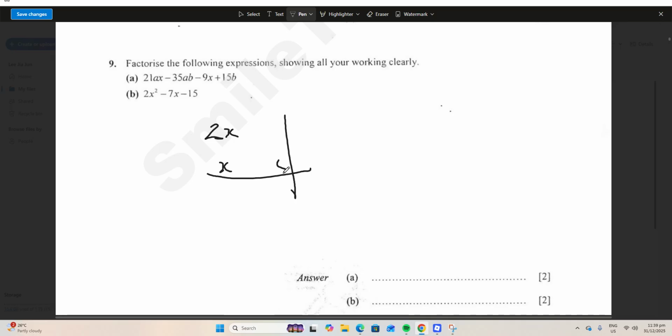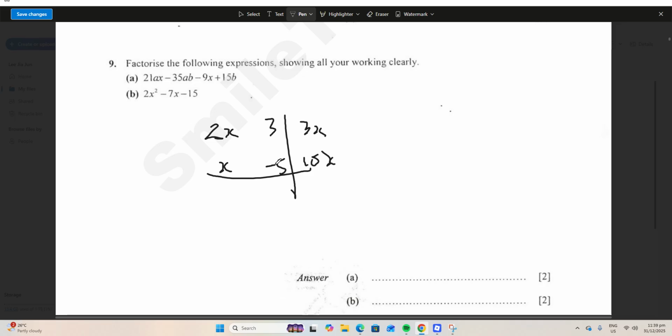Then here I put a 5. Does it work? And 3. Does it work? Yes, right? So this one is 3x, and this one is 10x. I put a negative here because of negative 15, so either 3 or 5 must have a negative. They cannot both be negative. If both are negative, it becomes negative 3 times negative 5, which is positive 15, but in this case it's negative 15, so it's either 3 or 5 that is negative.